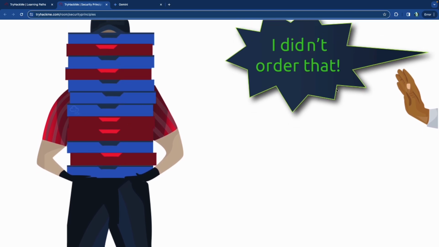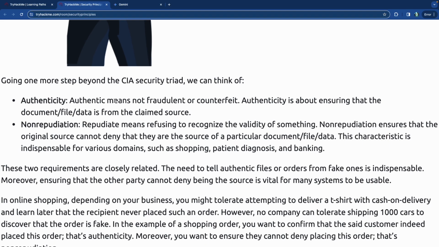Bunch of pizzas come in. I didn't order all these pizzas, right? So we can think of authenticity. Authentic means not fraudulent or counterfeit. Authenticity is about ensuring the document, file, or data is from the claimed source.